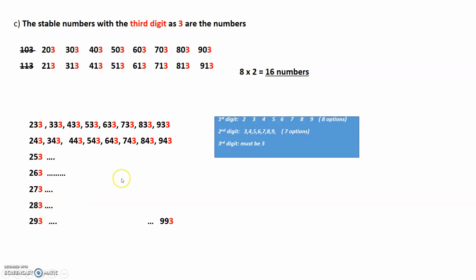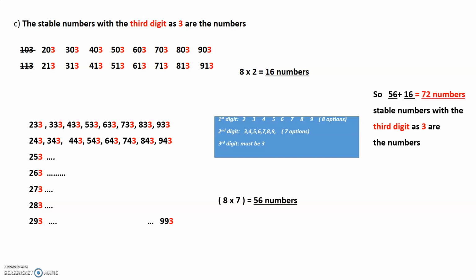If you filled out this table, which we're not going to fill it all out because again, it's a competition. We wouldn't want to waste our time doing that. You would work out that you have 8 times 7, which is 56 numbers. So the total number of stable numbers with the third digit as 3 is 72. So 16 plus 56, which is 72 numbers.